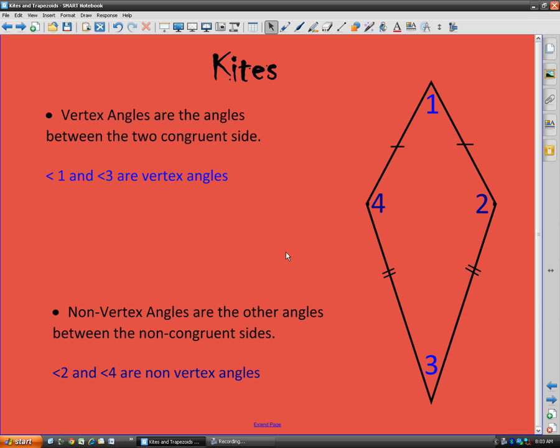So then a couple more things about kites. Kites have two different types of angles, vertex angles and non-vertex angles. Vertex angles are angles that are between the two congruent sides. I have them labeled as angle 1 and angle 3. And we also have non-vertex angles, which are the other angles that are between the non-congruent sides. That would be like angle 2 and angle 4. And we will discover a property about angle 2 and angle 4 when we get to class.